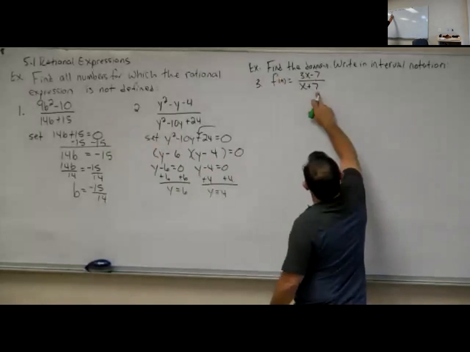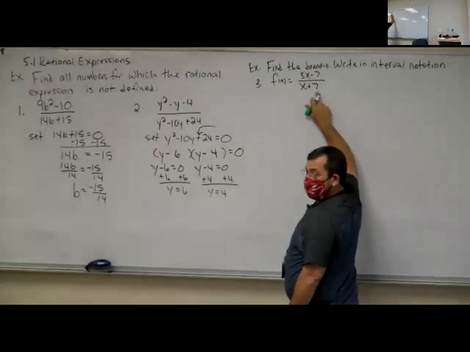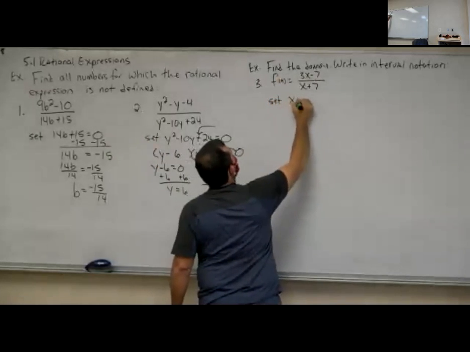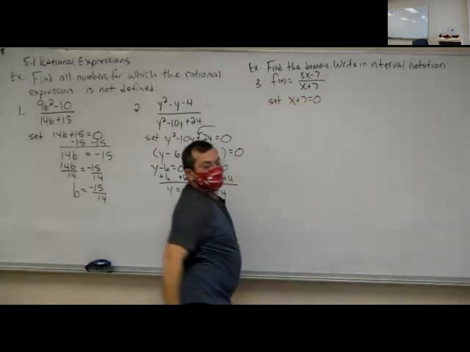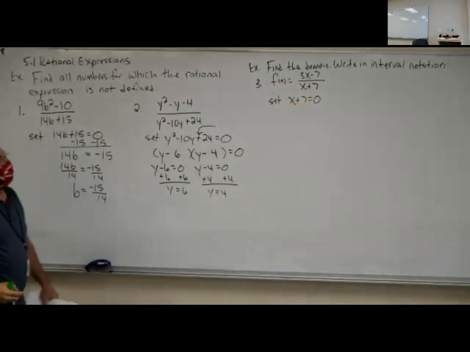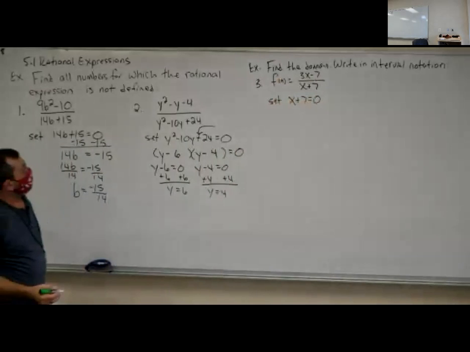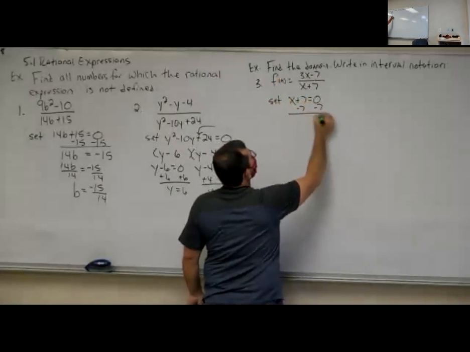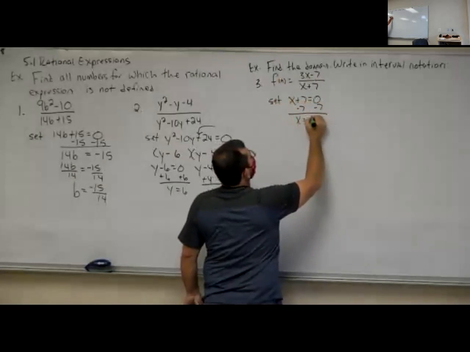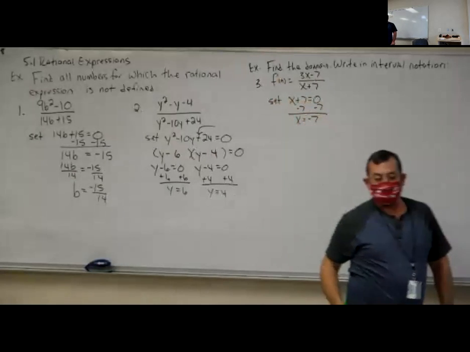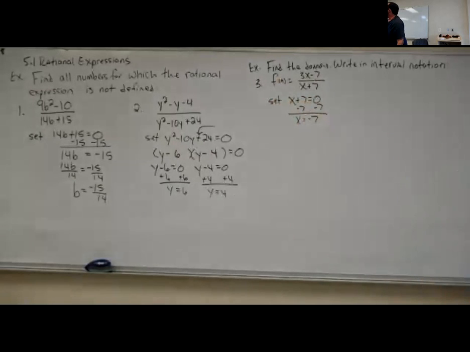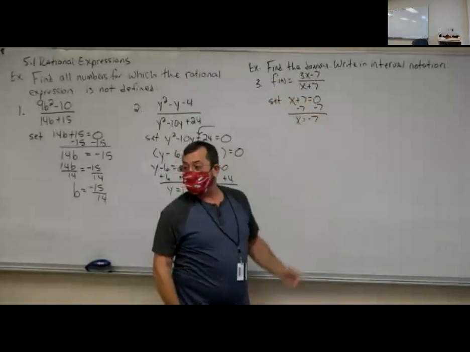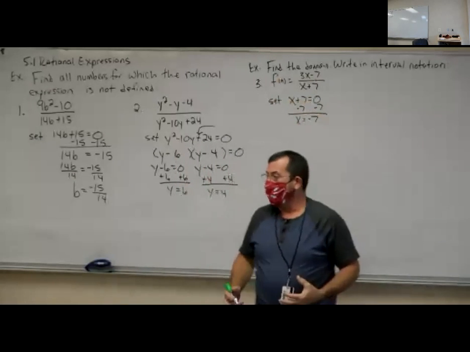So what I'm going to do, I'm still going to take that bottom, set it equal to 0. I'm then going to solve that. So x plus 7 equals 0. We're going to subtract 7 from both sides, and we get x is negative 7. So that means I've got to remove negative 7 from my domain.